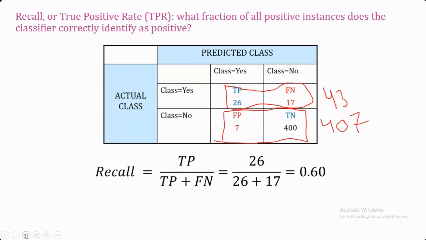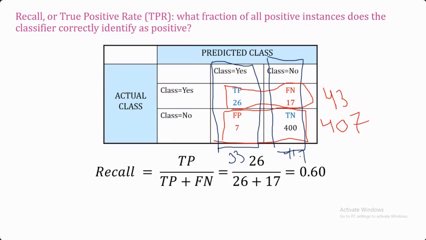And if we go column-wise, in that case we have this many instances as positive and this many instances as negative according to your classifier. So based upon your classification, the model is saying you have 33 instances as positive and 417 instances as negative.